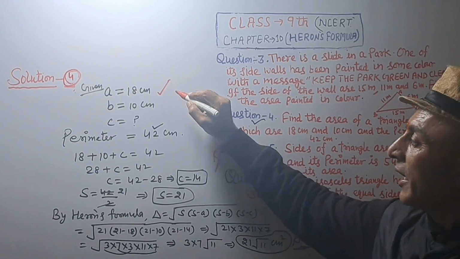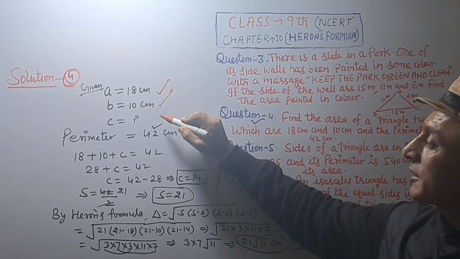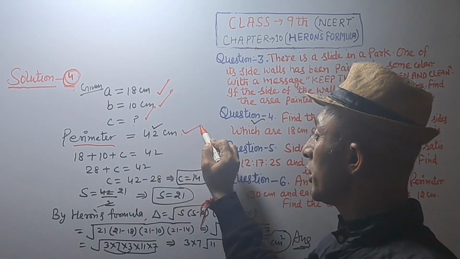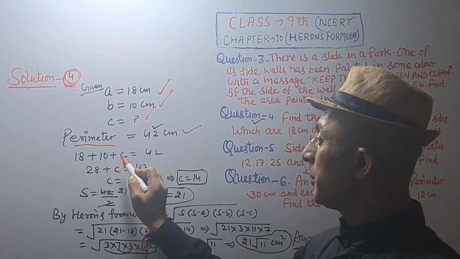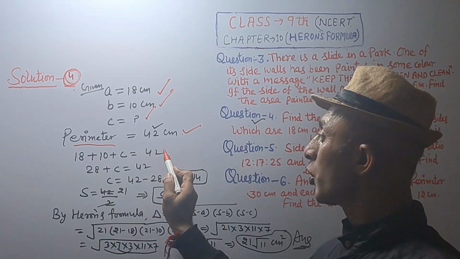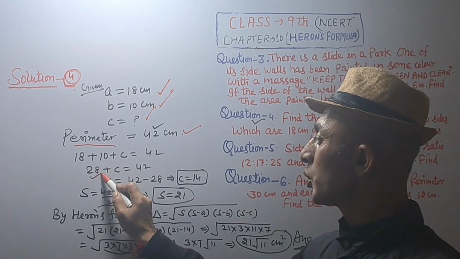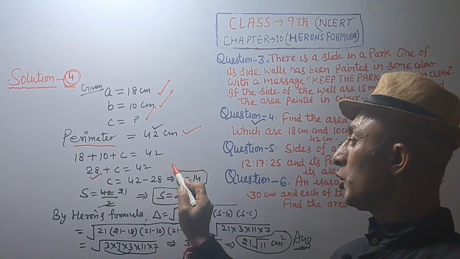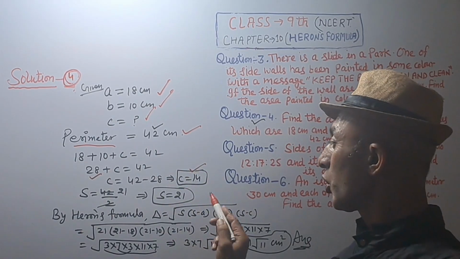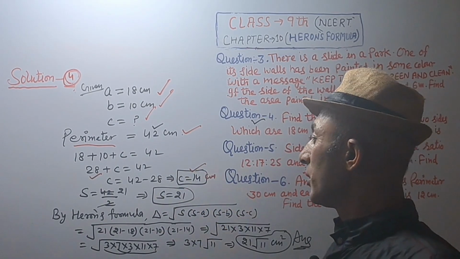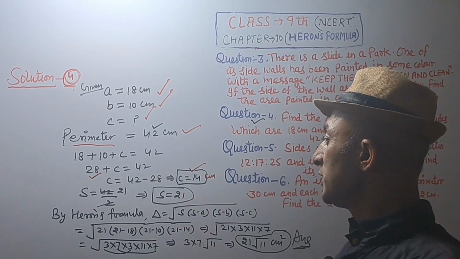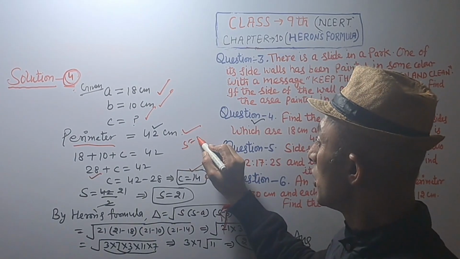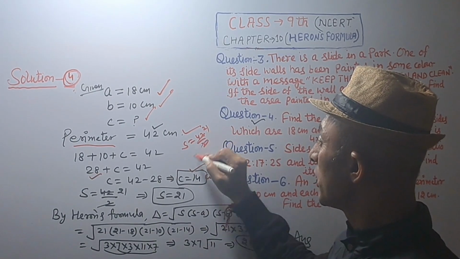Answer. Given A is 18 centimeter, B is 10 centimeter, and we find the value of C. Then perimeter is equal to 42 centimeter, and A plus B plus C, sum of three sides equal to 42. 18 plus 10 is 28 plus C equal to 42. Then C is equal to 42 minus 28, that is equal to 14 centimeter. Value of C is equal to 14 centimeter, and if perimeter equal to 42, then S is equal to 42 upon 2, that is 21.